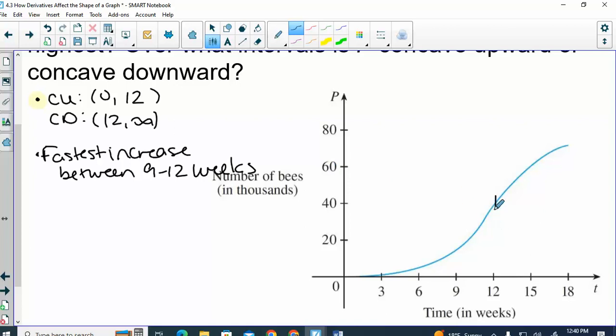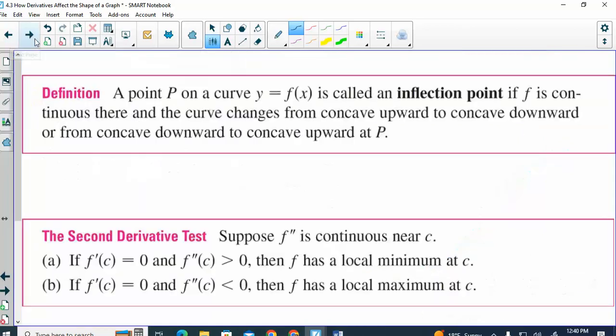So this 12 right here, that's where our graph switched. It was curved upward and then it started curving downward. We know that when our graph switches from increasing to decreasing, that happens at a critical point. Okay? The point where you switch between concave up and concave down is an inflection point. So the inflection point is where the concavity of the graph changes.